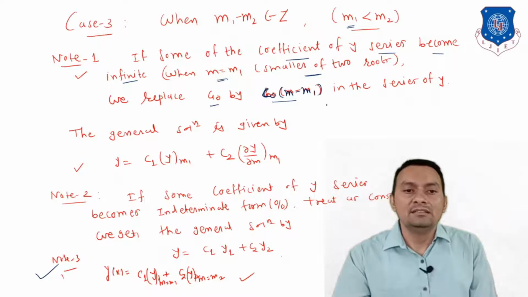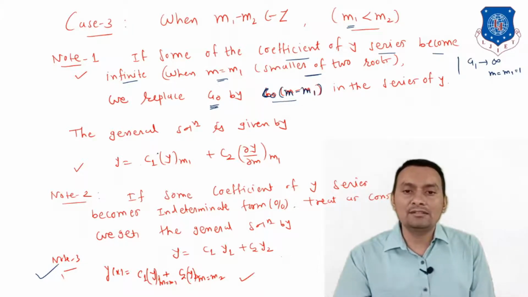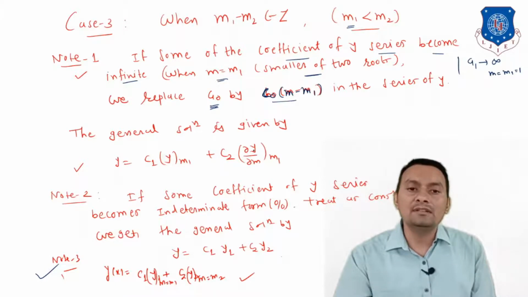For example, suppose you are getting that a1 tends to infinity for m equal to m1. That means we have to replace a0 by c0 times (m minus m1). So what will be the general solution? The general solution will be y equal to c1 times y, with m replaced by m1, plus c2 times the function we find as del y by del m, and then we replace m equal to m1, and that will be the final answer.